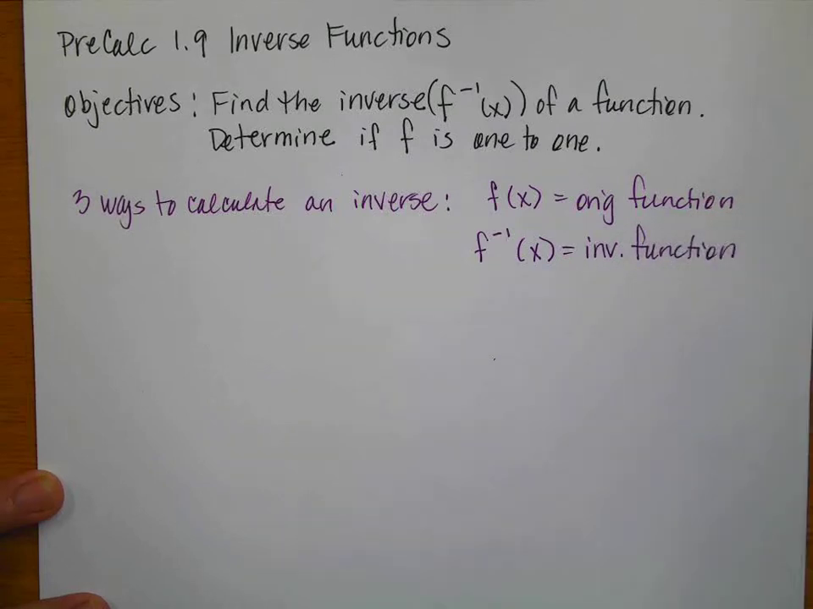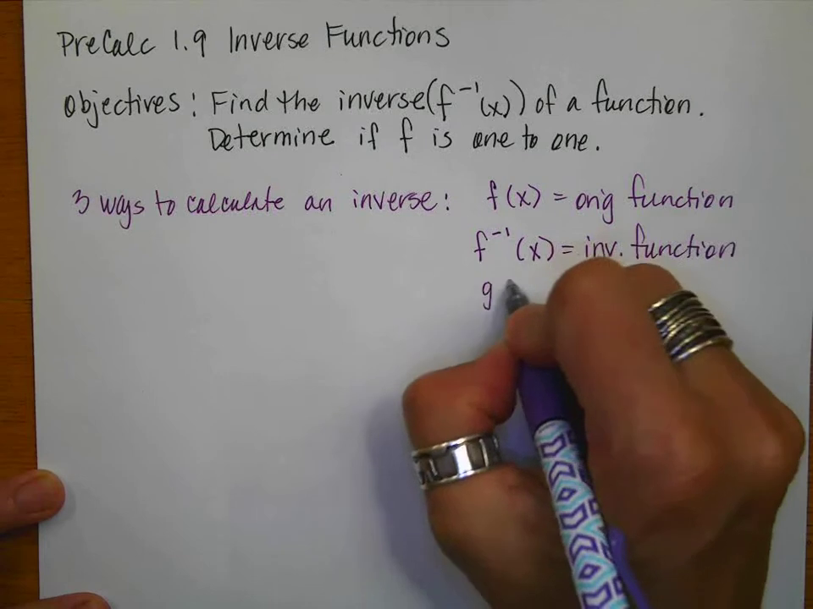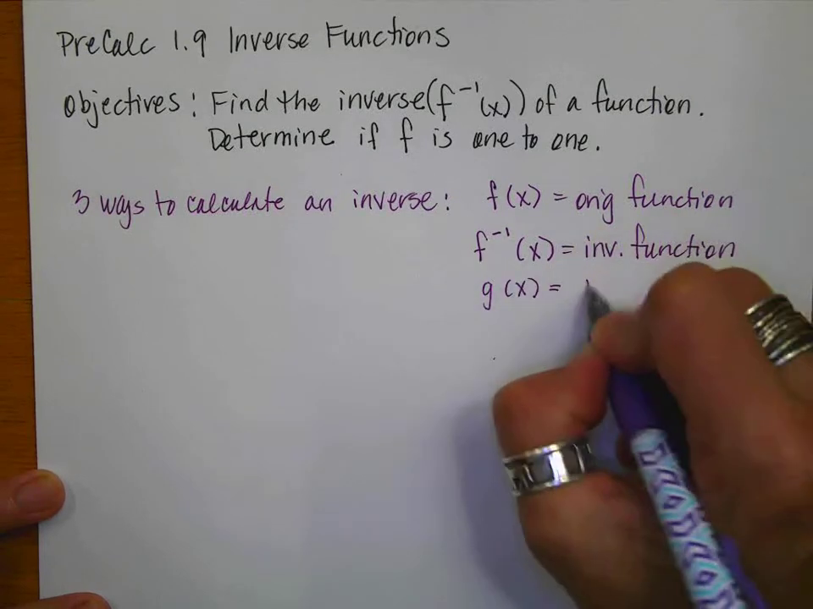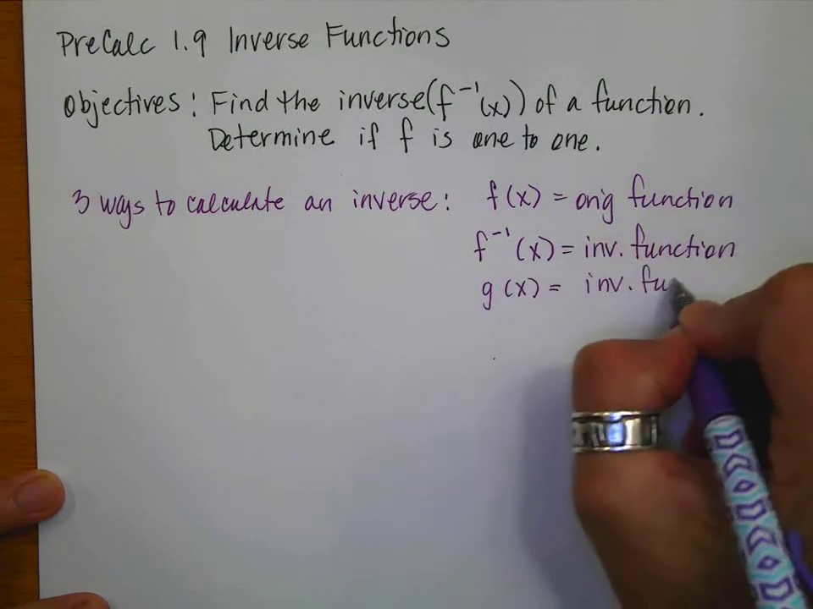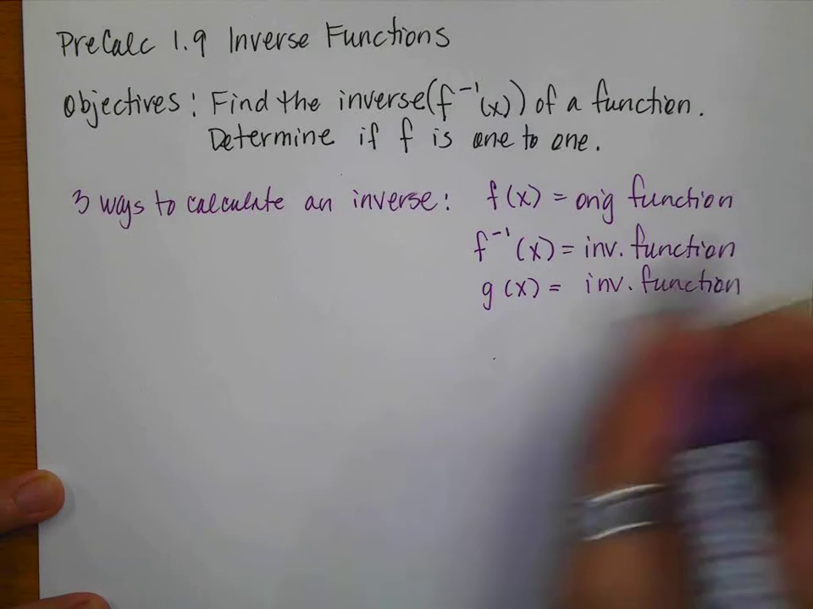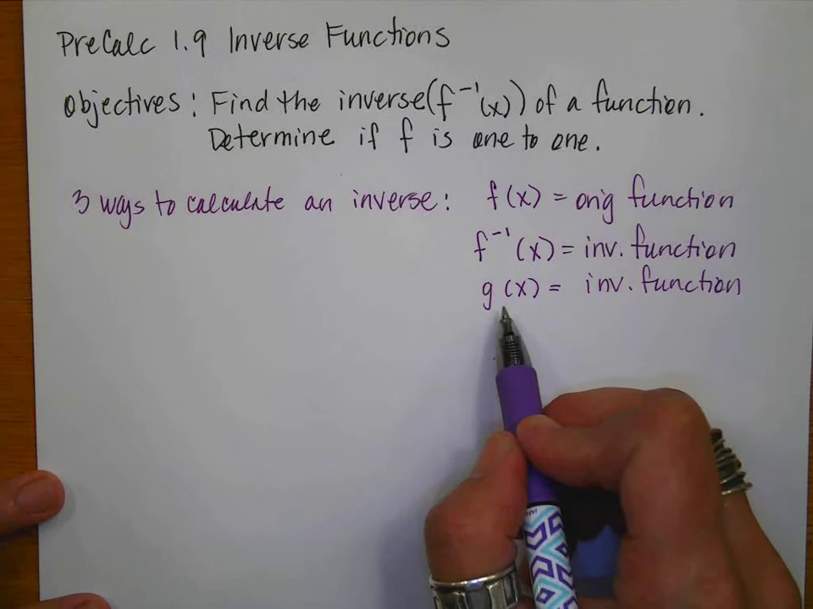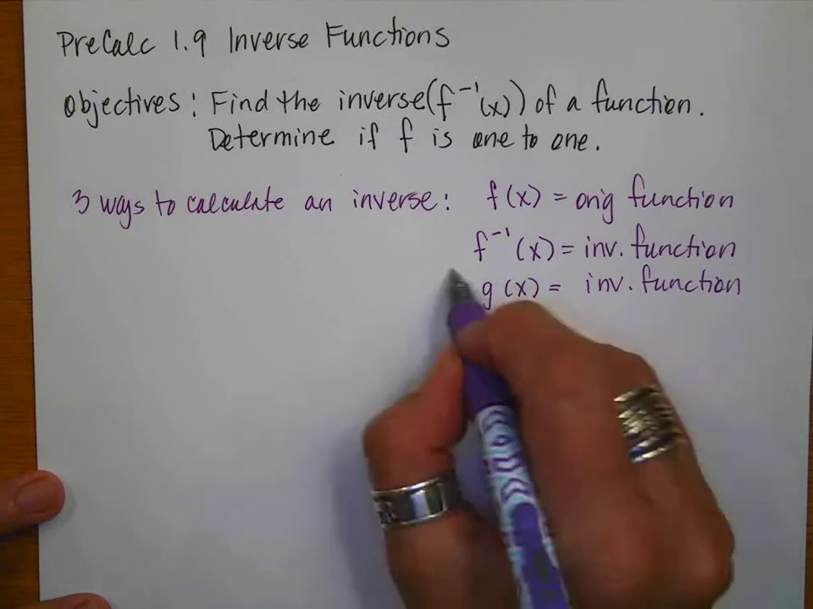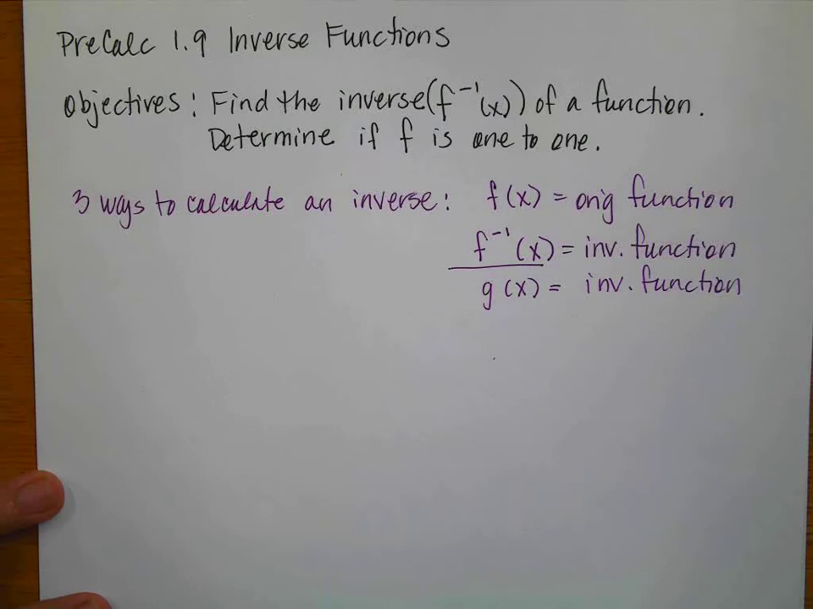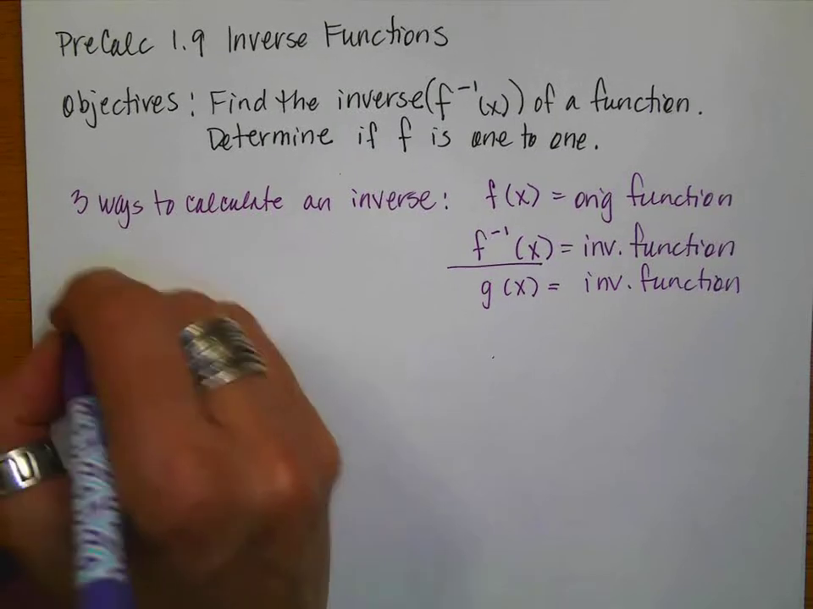And as we think forward, as we move into calculus, oftentimes they will say that g of x is the inverse function. So if you want to use g of x, it makes some of the notation easier, but if you are reporting an answer, you need to make sure that it's clear what your inverse actually is.